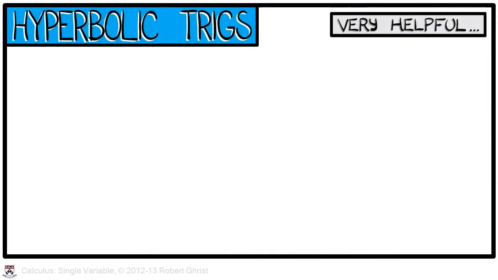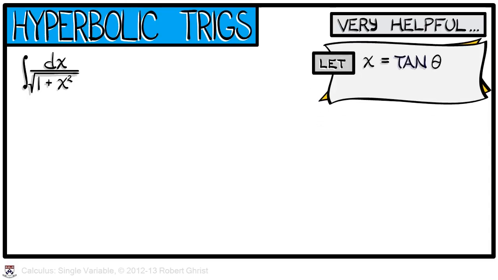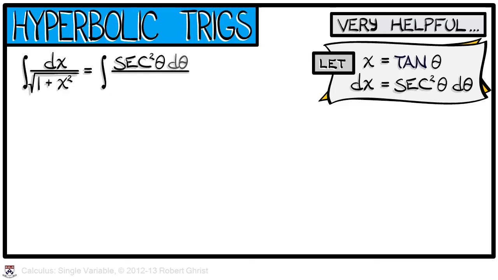Hyperbolic trigonometric functions are also very helpful. Consider an integral of the form dx over square root of 1 plus x squared. Now, we could have tried using a tangent and secant method. If x is tangent of theta and dx is secant squared of theta d theta, then using the fact that 1 plus tangent squared equals secant squared and eliminating the square root gives the integral of secant theta d theta.